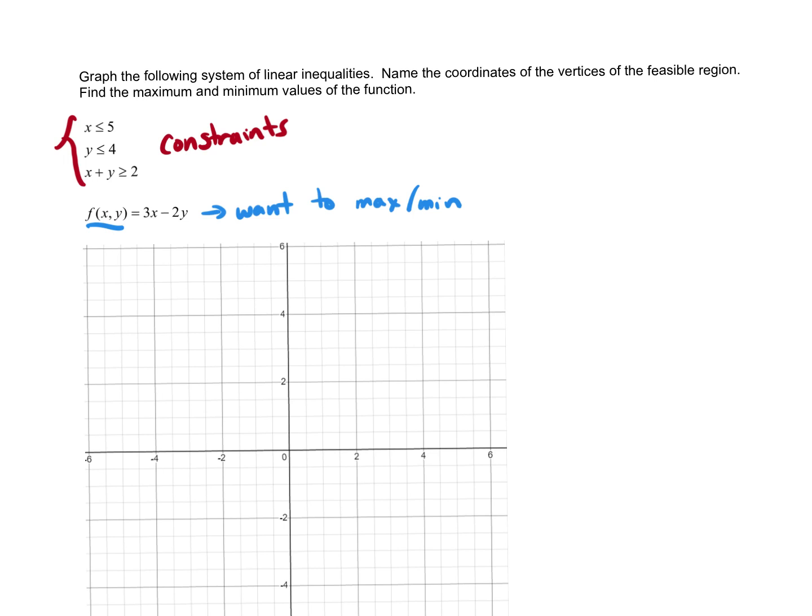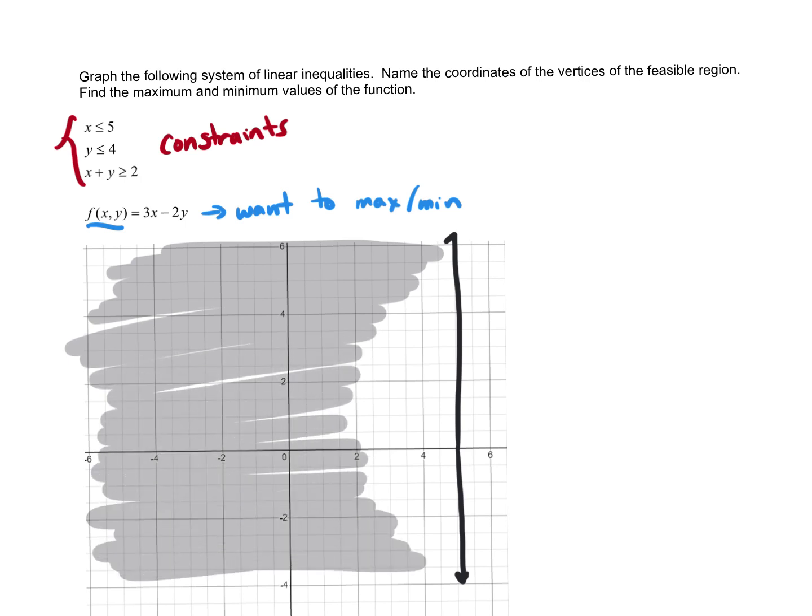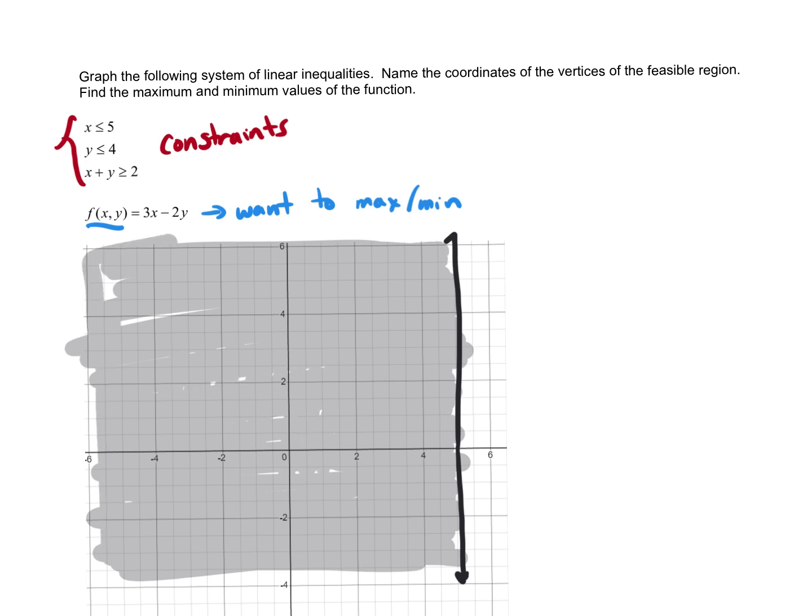So I'm simply going to graph these three inequalities. The first one is x less than or equal to 5. Well, x equal to 5 is just a big vertical line like this, and you can kind of just sketch it to the left. So these are all the x's that are less than 5. And if you type this in Desmos, x less than or equal to 5, you'll get this graph. Now I would do them one at a time in Desmos or by hand so you can start seeing what happens with each one.